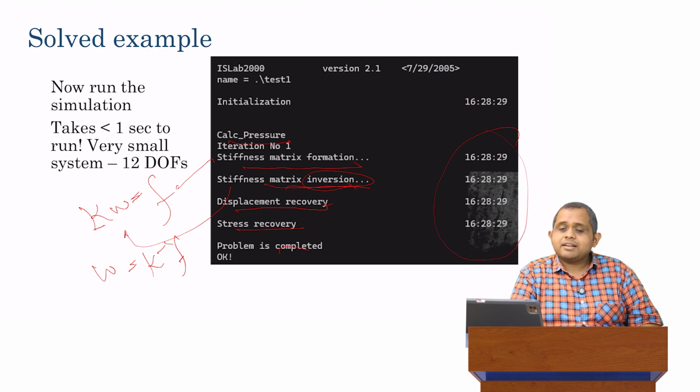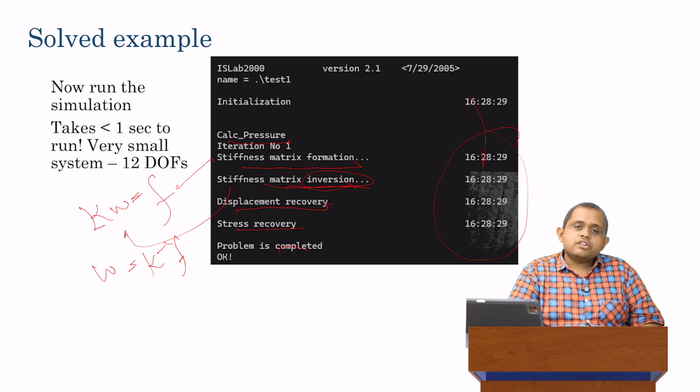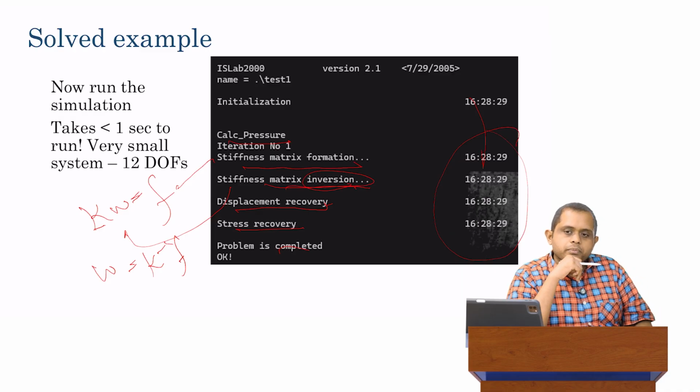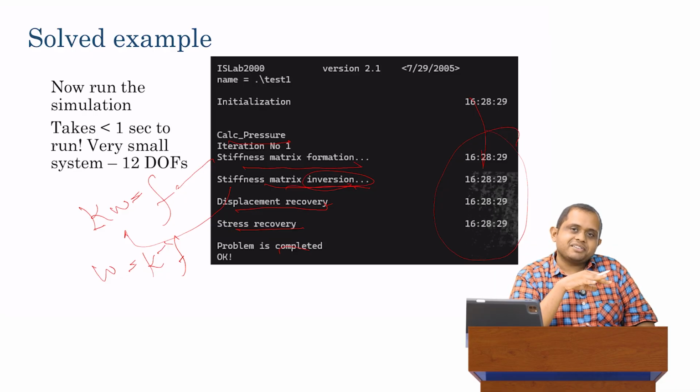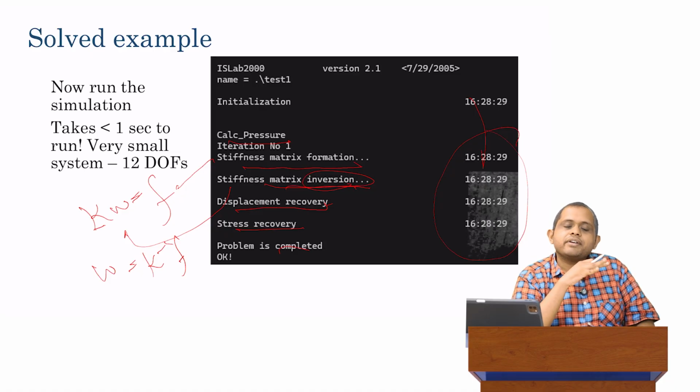What you'll see here is the timestamps are basically the same, which means for this one element problem, it took less than 1 second to solve. Now, if I asked you to solve a 12 by 12 system of equations by hand, you would definitely take more than 1 second. It would be quite a big problem. But as I said, for a computer, this is a very small problem. So a 12 by 12 system is a very, very small problem. It takes less than 1 second for a computer to run, and that's what we see from the ISLAB outputs as well.